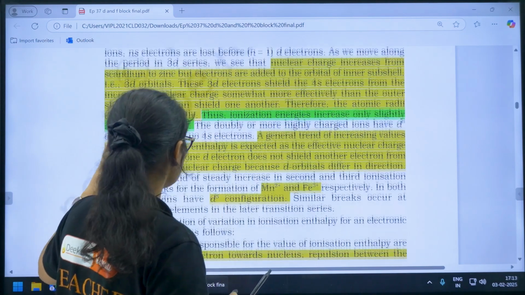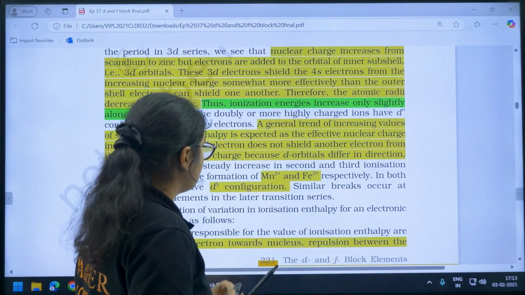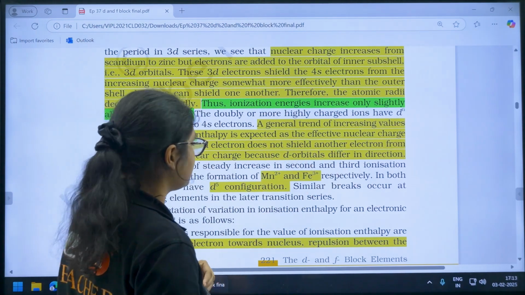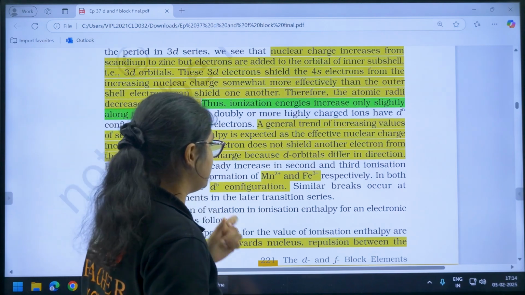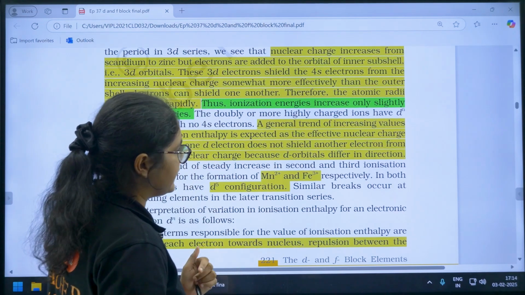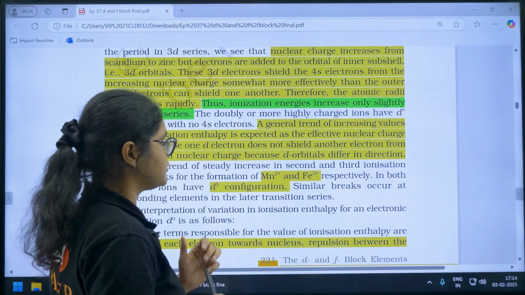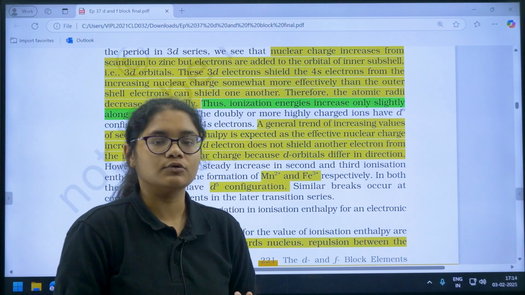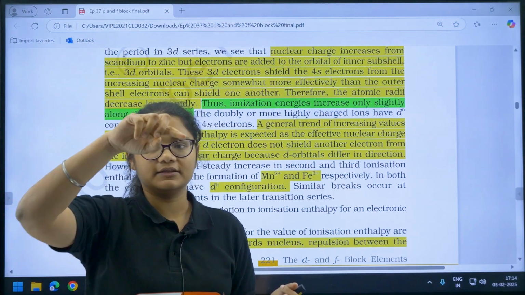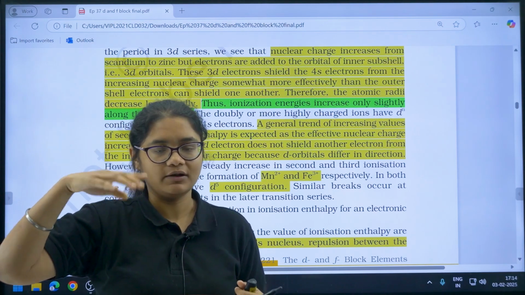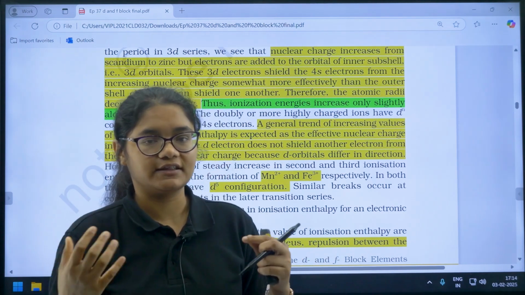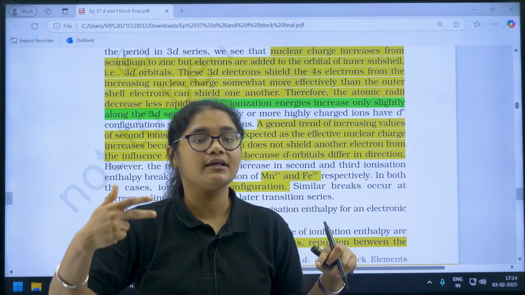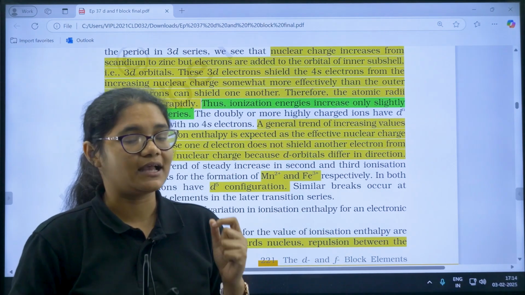Okay. Now, a general trend of increasing values of second ionization enthalpy is expected as the effective nuclear charge increases, because one d electron does not shield another d electron from the influence of the nuclear charge, because d orbitals differ in their directions. So second ionization enthalpy, what does that mean? The d electrons present in the inner orbitals do not shield each other very effectively, because they are in different directions. So that is why the second ionization enthalpy has a higher value.